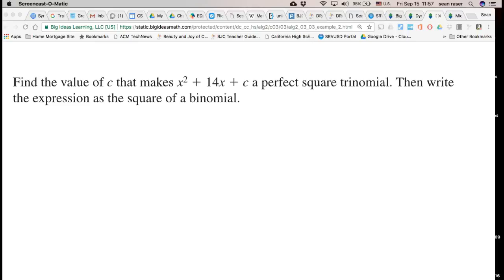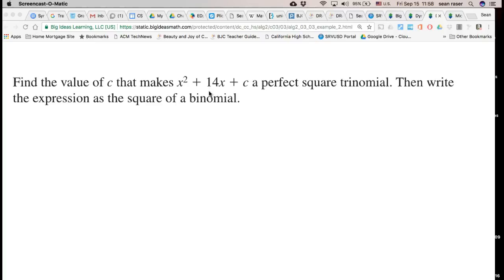Okay, in this video, we're going to look at how to find values that would make a trinomial into a perfect square trinomial. What we have here is x squared plus 14x plus c. So c is our constant, the c value of our quadratic. We want to know what number this would have to be equal to in order to make this trinomial a perfect square, so that we could factor it down to just the square of a binomial.